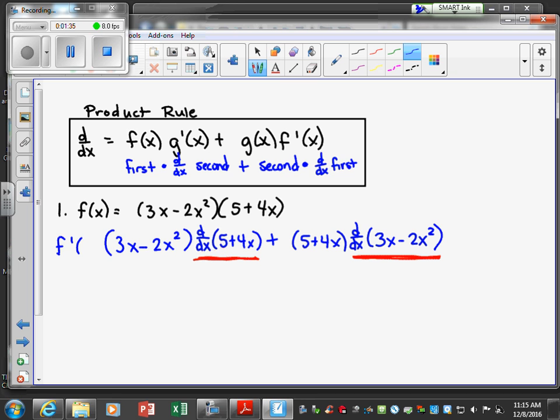First times derivative of second plus second times derivative of the first. I want to see this step in your paper, in your homework. Make sure you show this step and on a test, because one, that tells me that you know the rule.